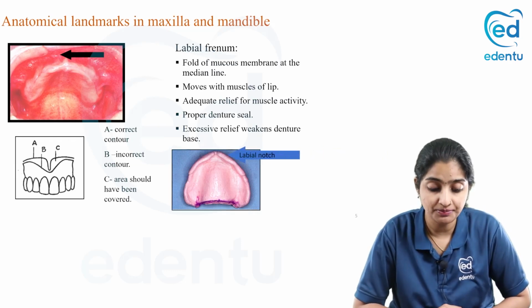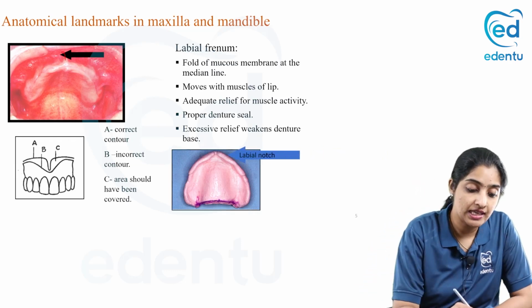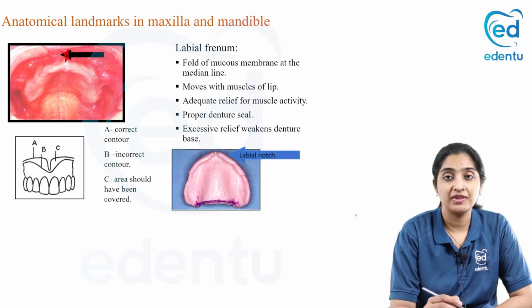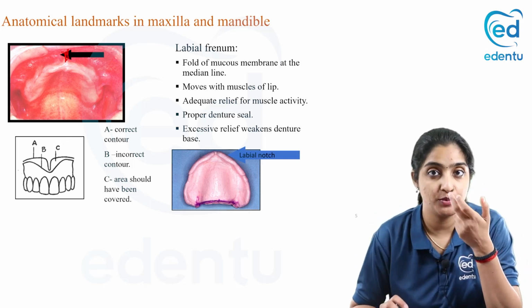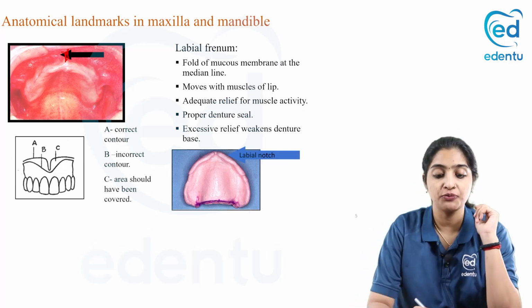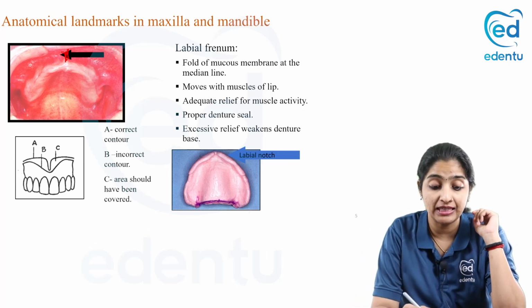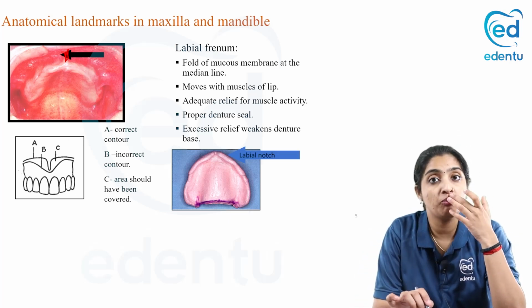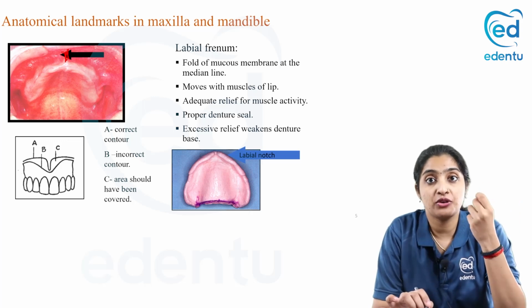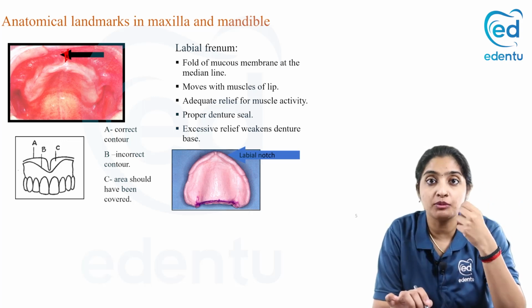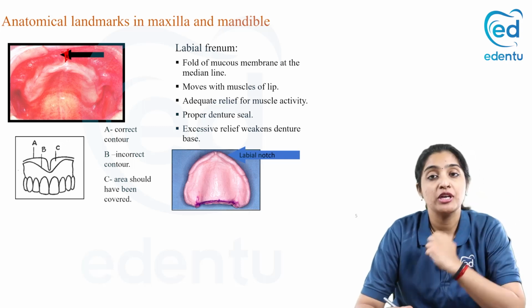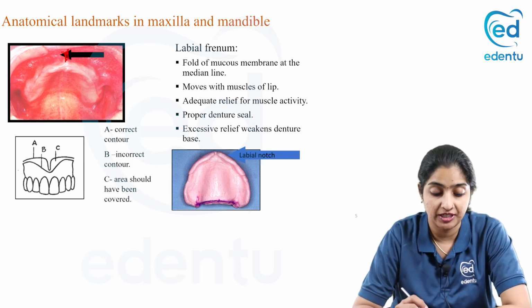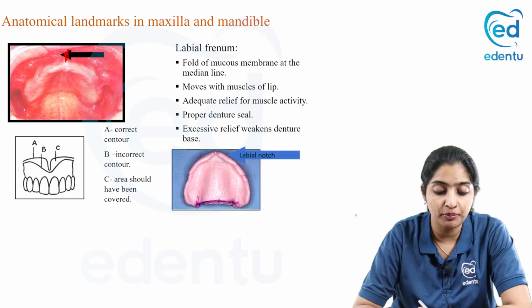Coming to the labial frenum, this is called the labial frenum. It is basically a mucosal attachment from the vestibule onto the ridge. It is a fold of the mucous membrane at the medial line. Now, the main reason for recording this labial frenum is that it moves along with the movement of the lips. So, adequate relief should be given for muscular activity, and this will ensure proper denture seal.